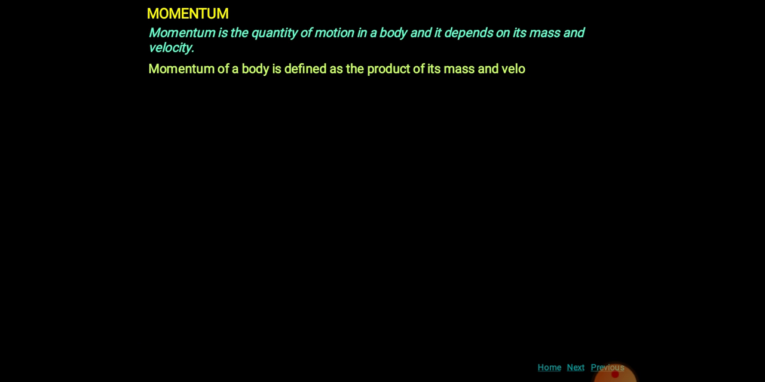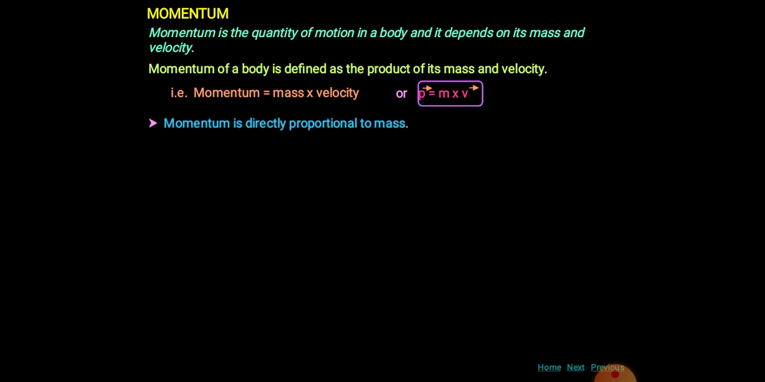For momentum we are using the letter P. So P is equal to m into V, and the momentum of a body is defined as the product of its mass and velocity. Here momentum is equal to mass into velocity, that we can write P is equal to m into V. If you see this relation, the momentum is directly proportional to the mass.